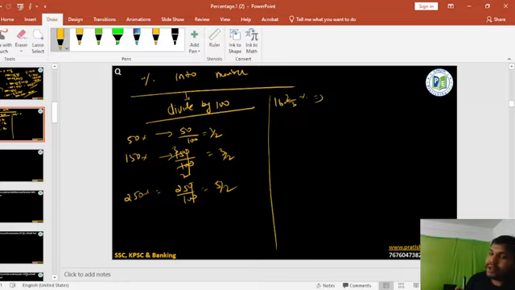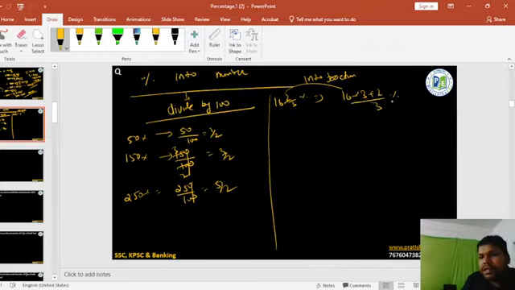So this is your mixed fraction. Convert this one into a fraction first of all. Converting into a fraction means 16 into 3 plus 2, divided by 3%. Here you have to multiply, here you have to add. 48 plus 2 is 50 by 3%.